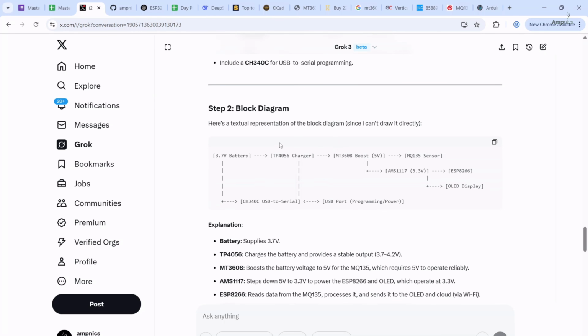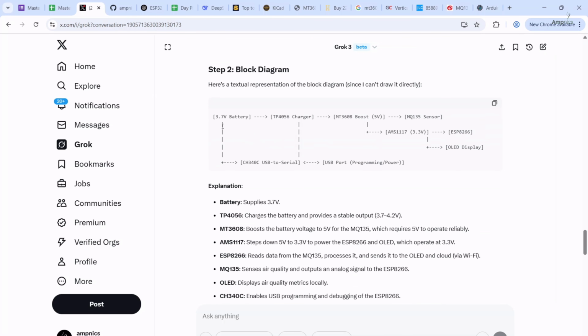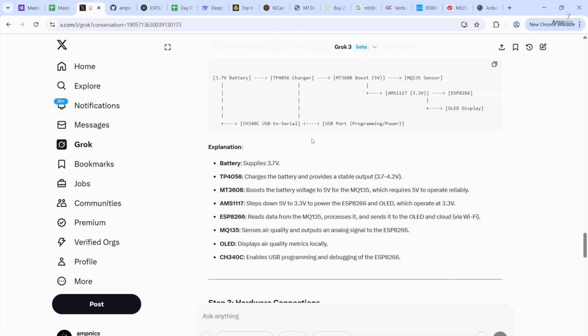If I look at the block diagram, basically we have our battery here, and that battery is connected with the TP4056 charger. Basically it is responsible for managing the battery. Then we have the boost module, and that boost module is connected with the AMS1117, MQ135 sensor, ESP8266, OLED display, and we have the CH340C USB to serial. So the block diagram is correct. We will follow this block diagram only, and here's the explanation.